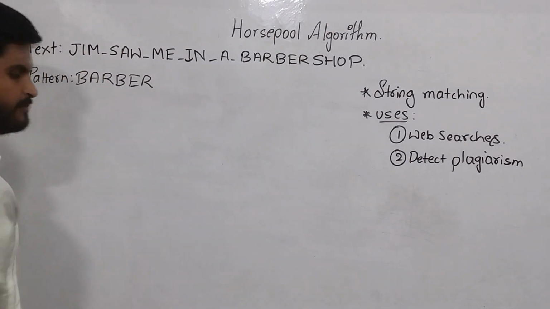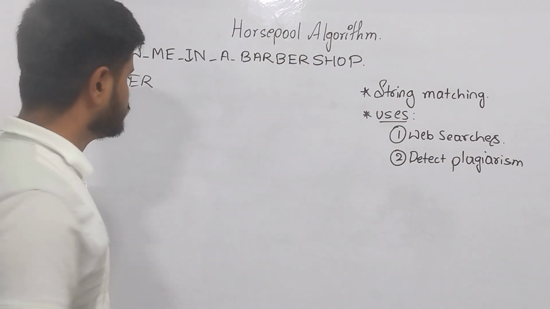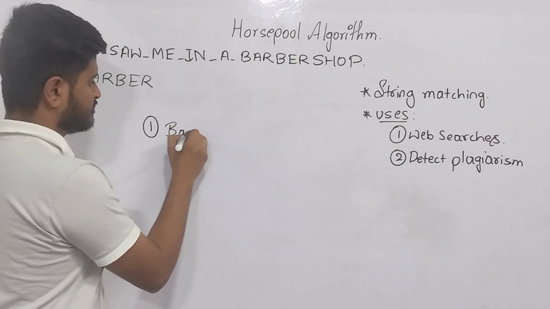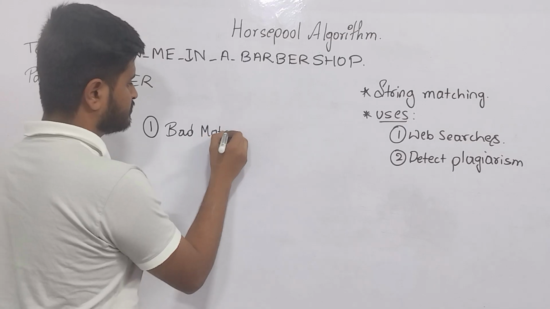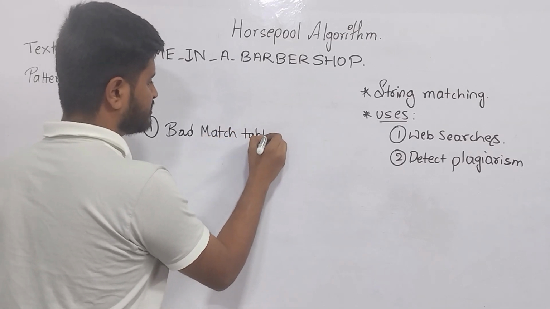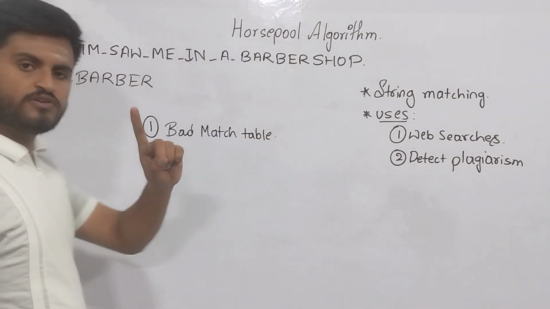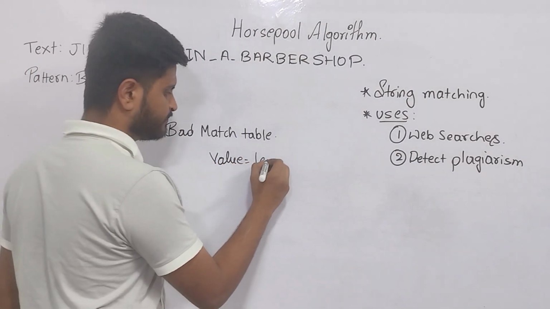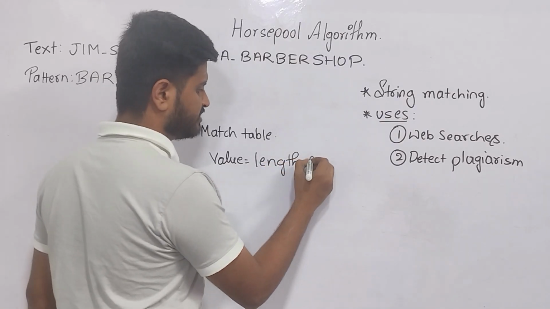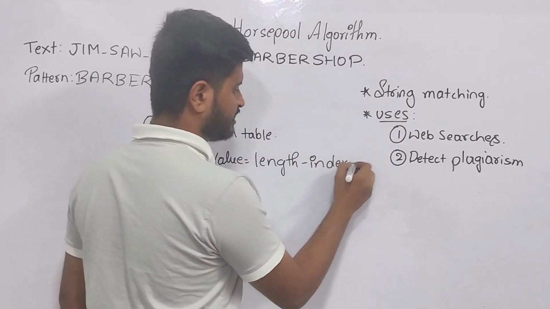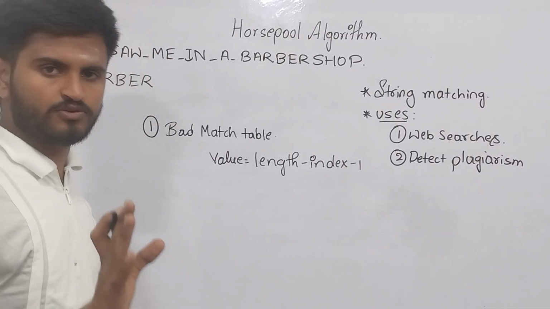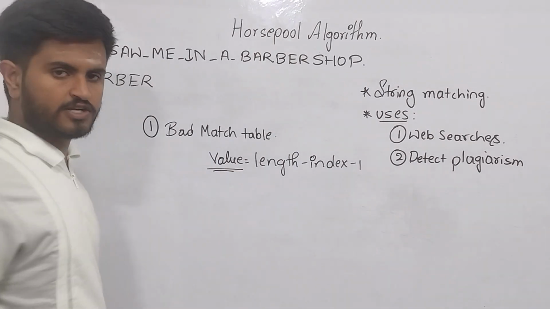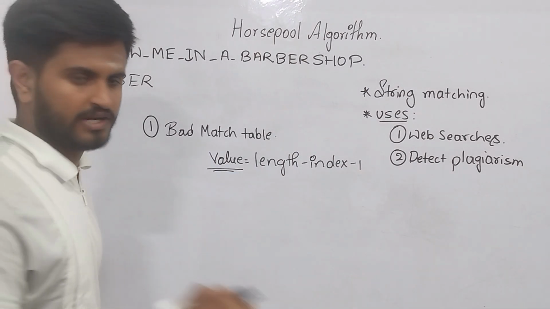Now let's solve the problem. To solve the problem, first you must write the bad match table. The first step is to construct the bad match table. So how will you construct it? We will be using one formula: value equals length minus index minus 1. This is the only formula we will be using in this Horspool algorithm problem: value equals length minus index minus 1.